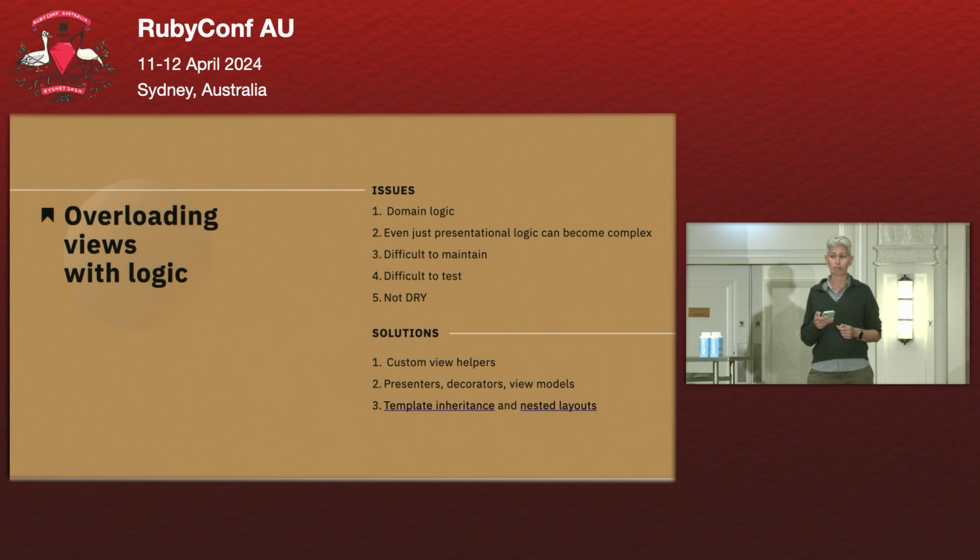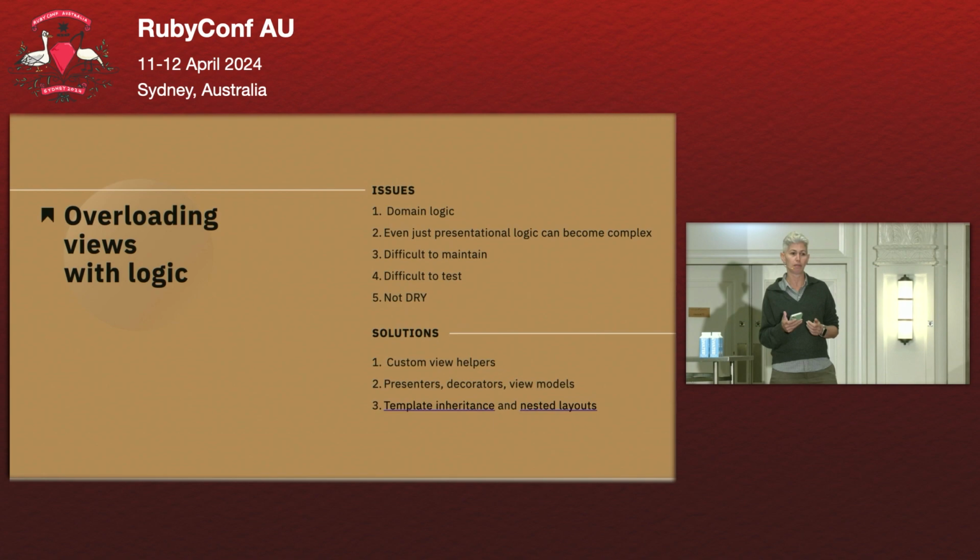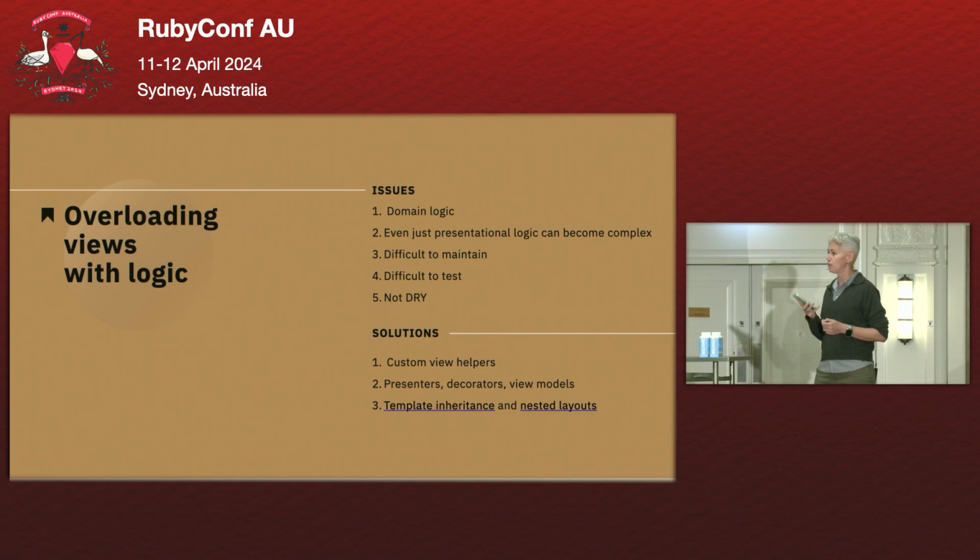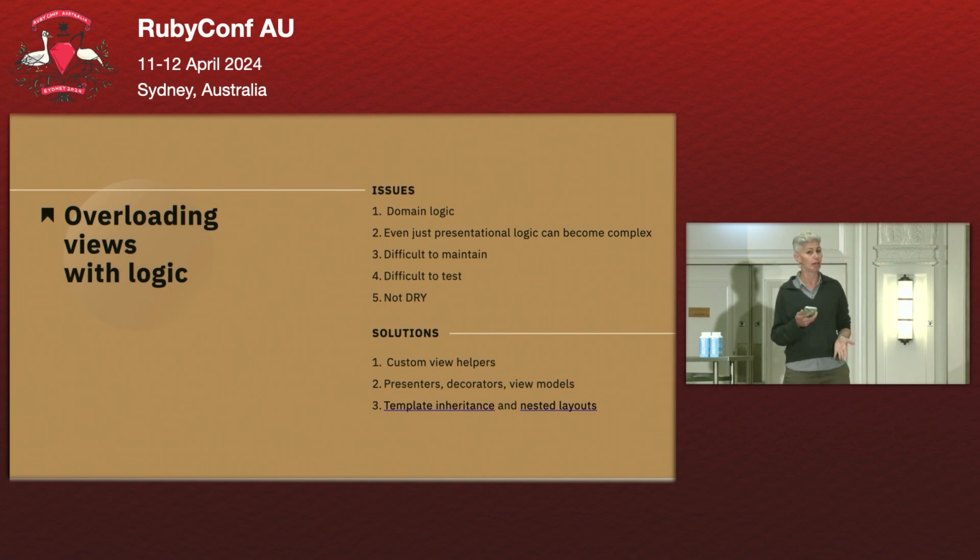or view models. Now, presenters and decorators are very much similar. A presenter presents an object, and a decorator decorates it, adds some stuff on top of it to decorate it. It's a semantic difference, but in reality, they pretty much act the same way. View models are slightly different. The way I look at view models is when you take a few objects together and you work with them to decide what you want to present to the view. So it's slightly different, but still very useful. And then also a good thing to check out is template inheritance and nested layouts to, again, DRY your views and make them a bit more manageable.